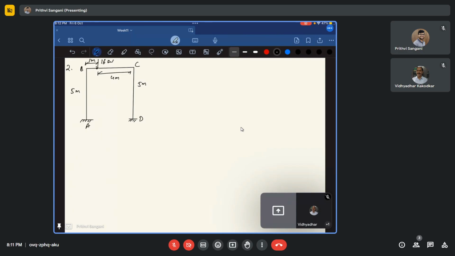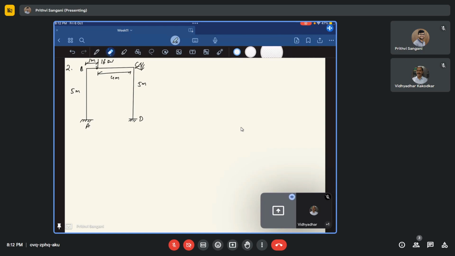non-sway is, if it is not swaying, right? If it is not swaying, that means let us say I have a pin support here, something like this. So this is simple. It is again similar to the beam. You can just simply treat it like an ABCD beam and do this moment distribution method. Whatever we have solved so far, we can directly use those principles and solve it.